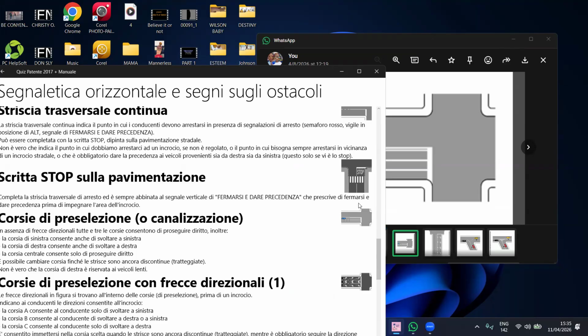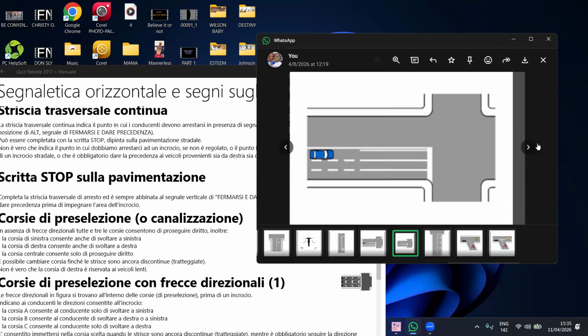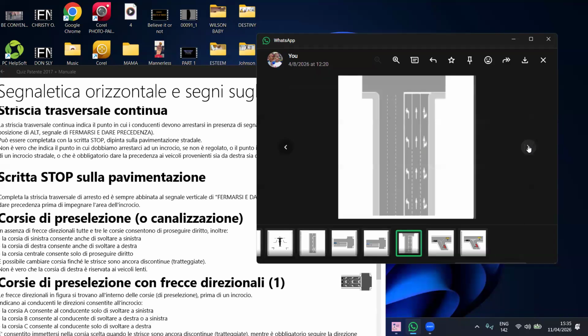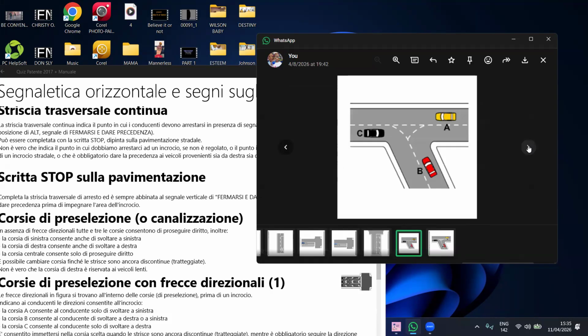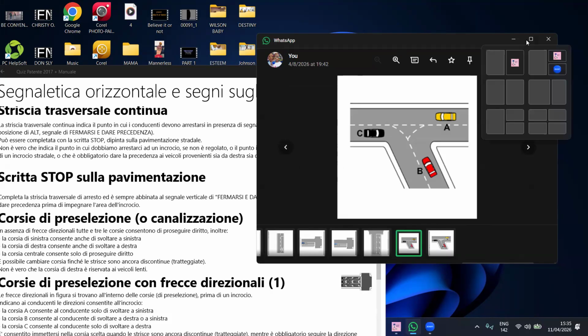So let me do something. Let me show you something. I'm coming. I want to attend to something very important. But sir, this word called pavimentazione, what does it mean in English? Pavimento means floor, ground. Okay. Ground, yeah. I'm coming. I want to attend to something.